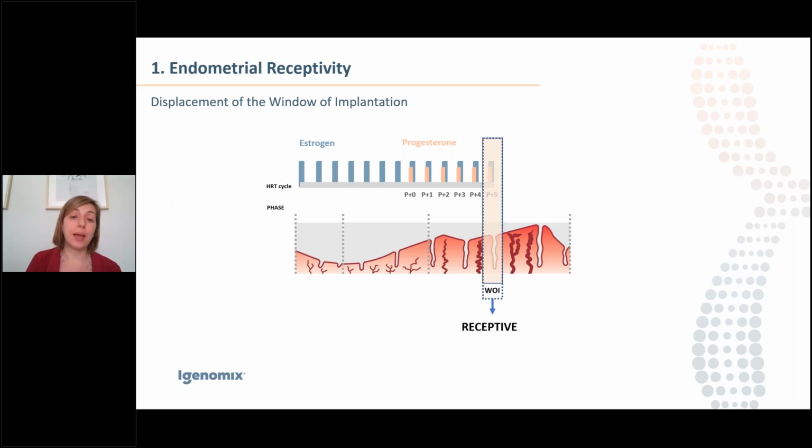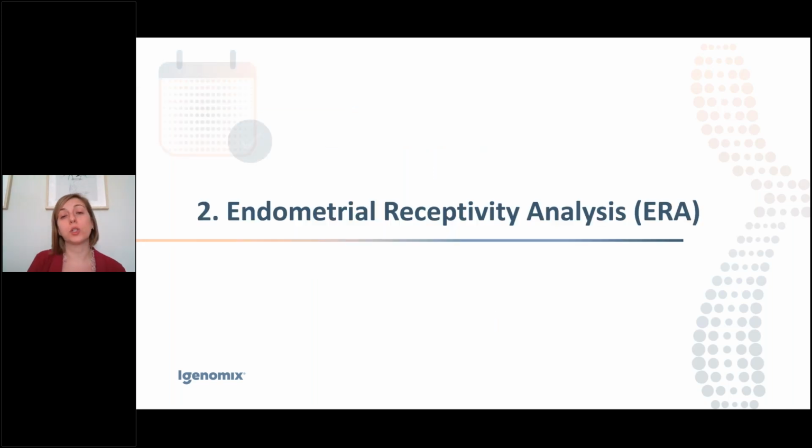So a patient that has a standard window of implantation will be receptive if we analyze her endometrium at progesterone +5. But we have detected that not all women have this kind of result; some of them are pre-receptive at progesterone +5, so their window is delayed, or post-receptive, so their window is advanced. This is what we call a displaced window of implantation, because this endometrium needs a different timing of progesterone exposure to reach receptivity. And how can we detect that? Well, with the ERA test.